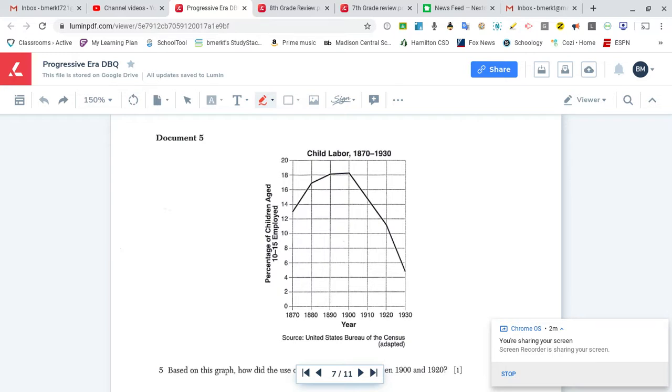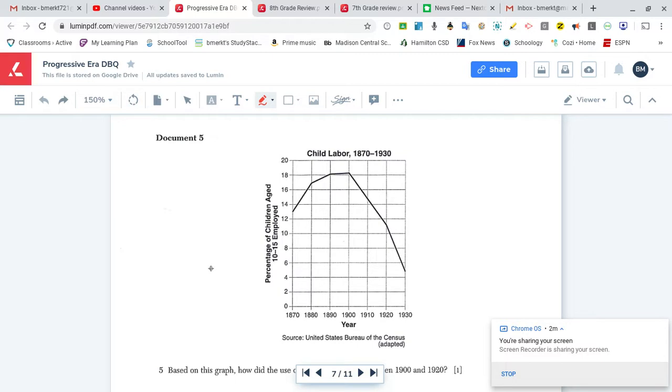We talked about this in class. Do you remember what was one of the main reasons why children worked? If you can remember, one of the main reasons was the families needed the money, right? Maybe mom or dad or both couldn't work. They were injured, or single parent families. There were all sorts of different reasons.